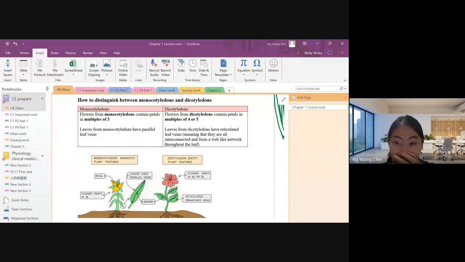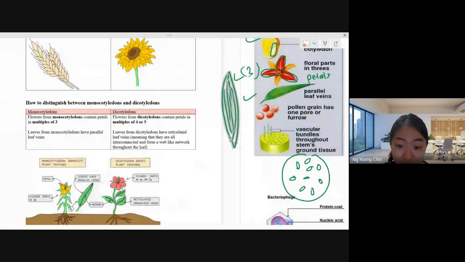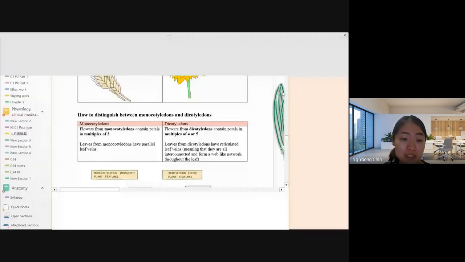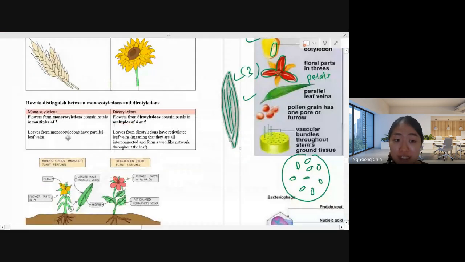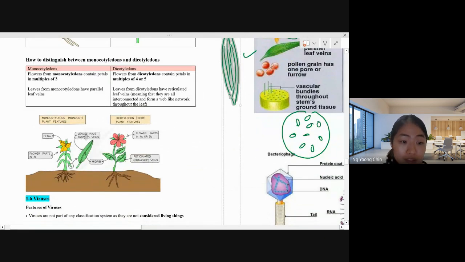Okay, we'll continue. So this is the difference between the monocotyledon and dicotyledon. You can see my screen now. Am I sharing? Yeah, I'm sharing. So monocotyledons, remember, have three petals only. Dicotyledons have at least 4 to 5 petals. And one has parallel leafing, one has reticulated, or you can refer to it as network-like leafing. So this is the difference between them.